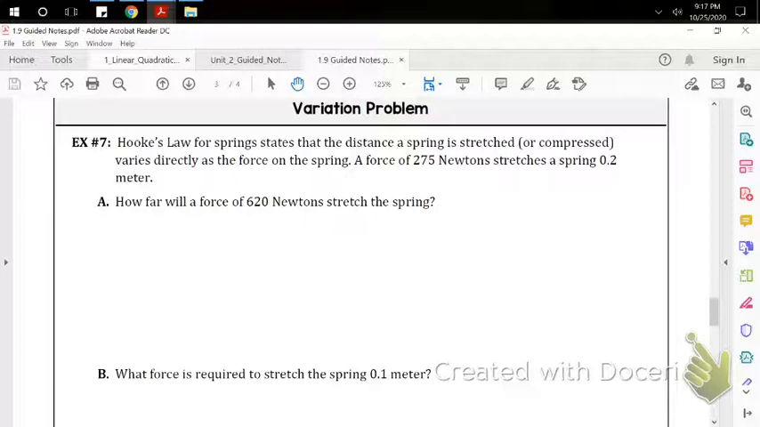Okay, 1.9 Part 3 starts with the variation problem. Before we actually go through the problem, let's talk about variation. Variation is how two or more variables will vary from each other. So you have three different types of variation.